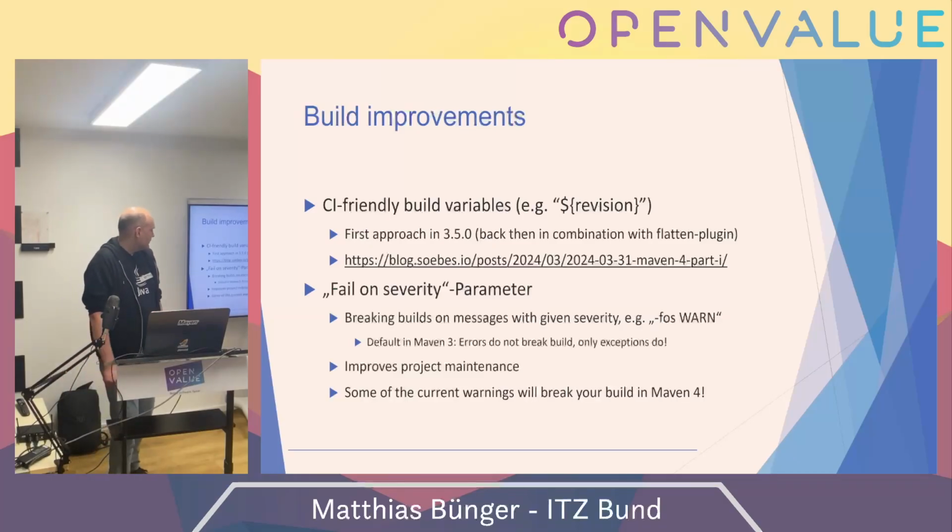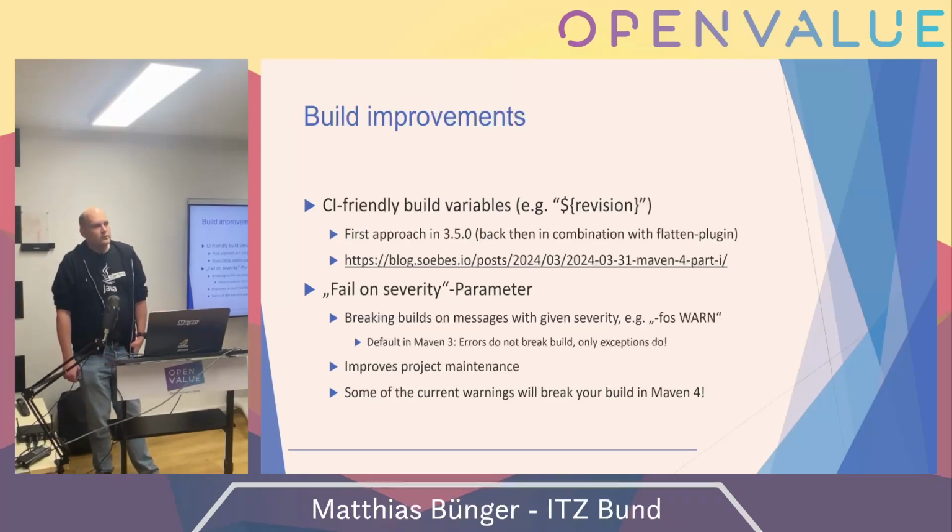Another thing, especially when you're responsible for the maintenance of your builds, is a fail on severity parameter. You can pass it to your build to tell Maven to break as soon as you get one log message on a certain log level. The default in Maven 3, and the only way to break your build via messages, is error or exception. With this parameter, you can also say, okay, Maven, break the build if I get a warning somewhere.